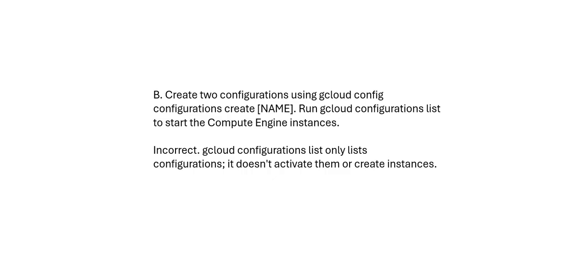B is saying I will use two configurations using gcloud config create name, but in this case, for the second one they are telling us to use list. This is incorrect because list only lists configurations. It does not activate them. You have to activate them, because in this question we want to run the instance. So you have to activate it, and you are not able to do that. That is why this answer is wrong.